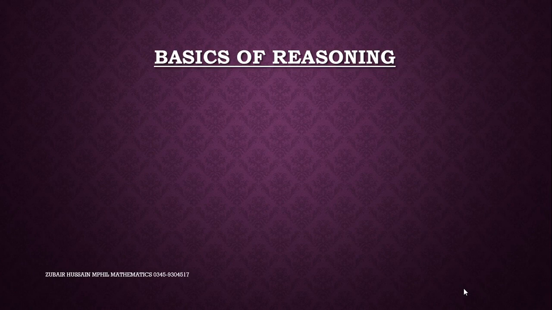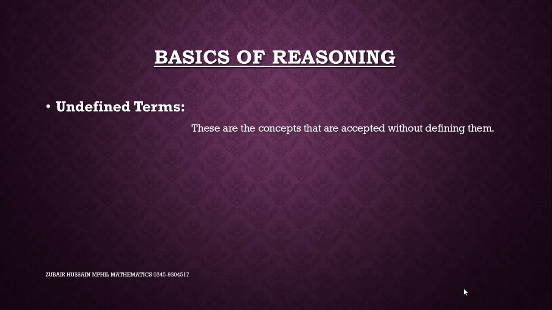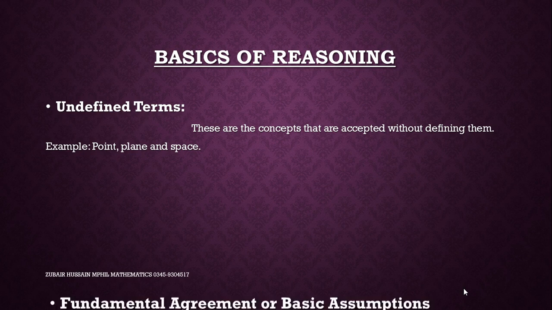So what are the basics of reasoning? Number first, undefined terms. From its name it is clear that it is undefined. These are the concepts that are accepted without defining them. It means that there is no need to prove them. Without defining them, we have to accept these terms. For example, in mathematics, a point. There is no definition of a single point. So point, plane and space are the undefined terms.